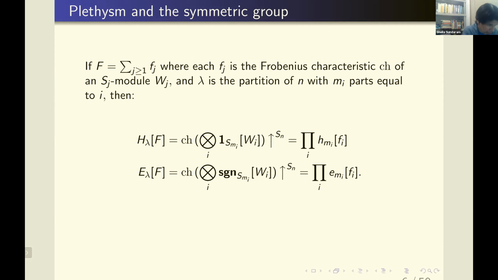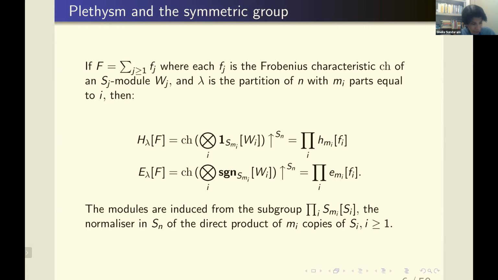The modules are induced from this subgroup. It's a direct product of S_mi Rees product S_i. So it's the normalizer in Sn of this huge direct product of mi copies of Si again. Right? So everything is being induced from this normalizer.